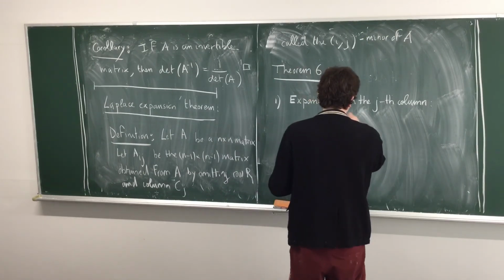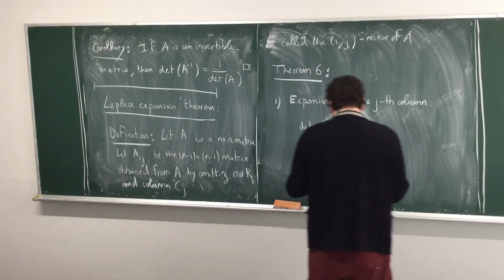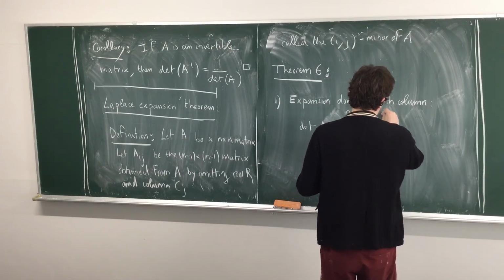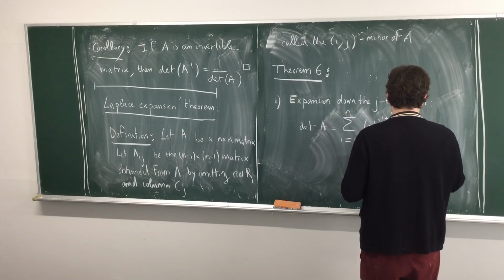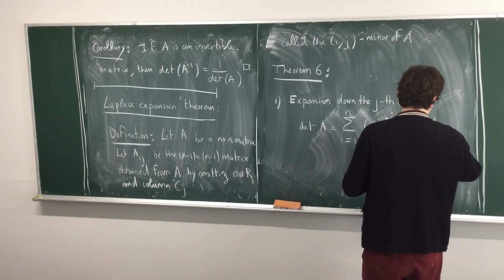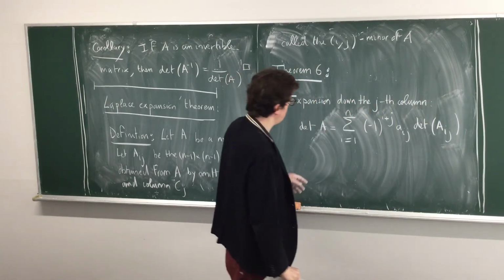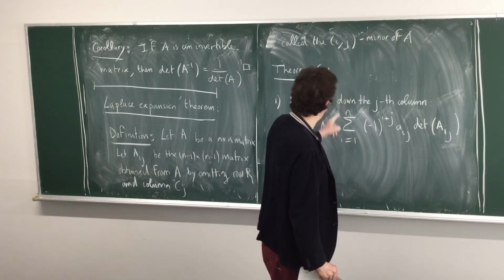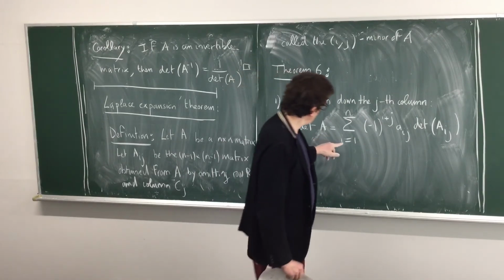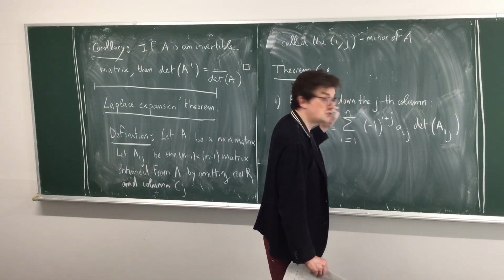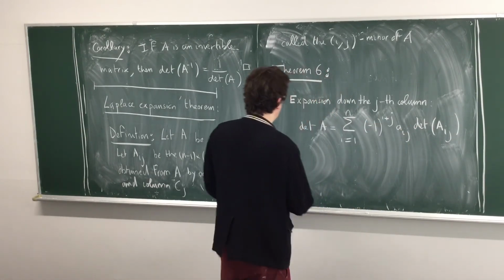The determinant of A will be the sum for i equal 1 to n of minus 1 to the power i plus j times aij times the determinant of the minor Aij. So the formula is very easy to remember. Here it's down the j's column, which means that j is fixed. J is fixed, so you do the summation with respect to i. And here minus 1 to the i plus j, aij times the determinant of the minors.